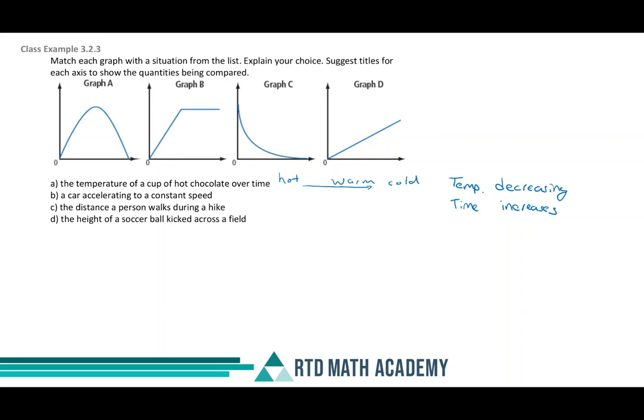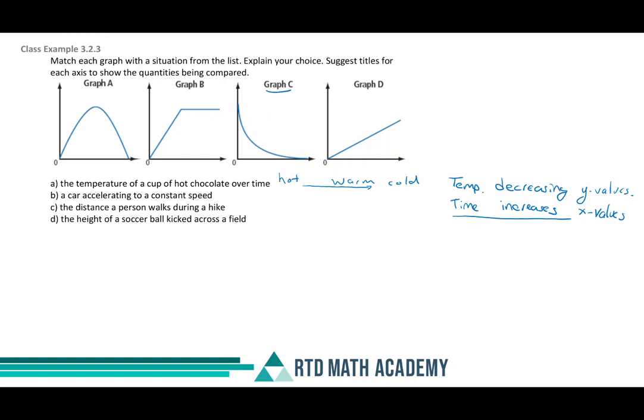So this time is going to be our x variable because it's our input. We don't get to manipulate time. What we're looking at is what is happening to the temperature. So our temperature is going to be our y value. So we are looking for time increasing while temperature is decreasing. In other words, while x is increasing, y is decreasing. I say that that's going to be graph C.